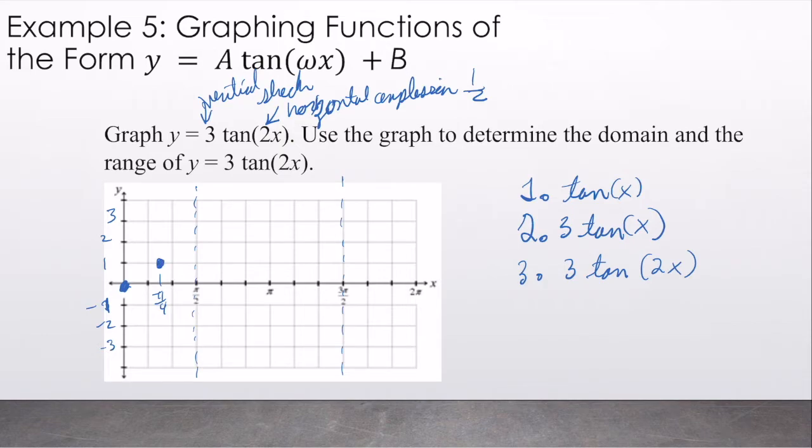And my graph looks like this as I approach an asymptote. Tan of 3 pi over 4 is -1. Tan of pi is 0. Tan of 5 pi over 4 is 1. So here's our function, and it repeats itself. Here's 7 pi over 4.